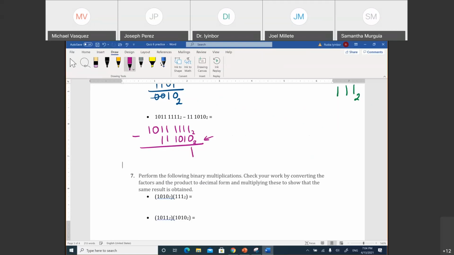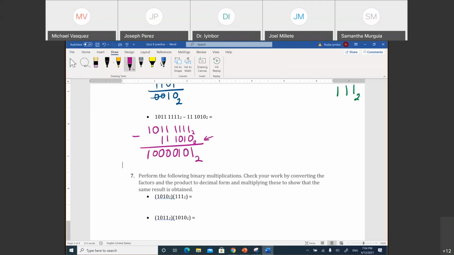1 minus 1 is 0. 1 minus 0 is 1. 1 minus 1 is 0. And then you have another 0, another 0. And you just bring down the rest of it. Okay? So that's my answer.